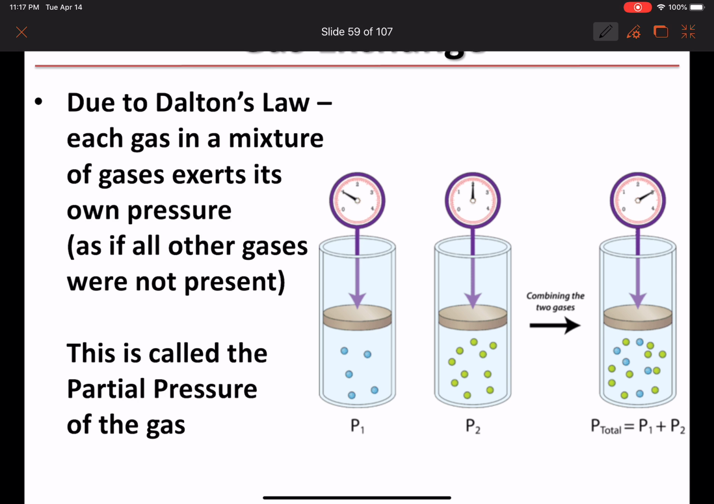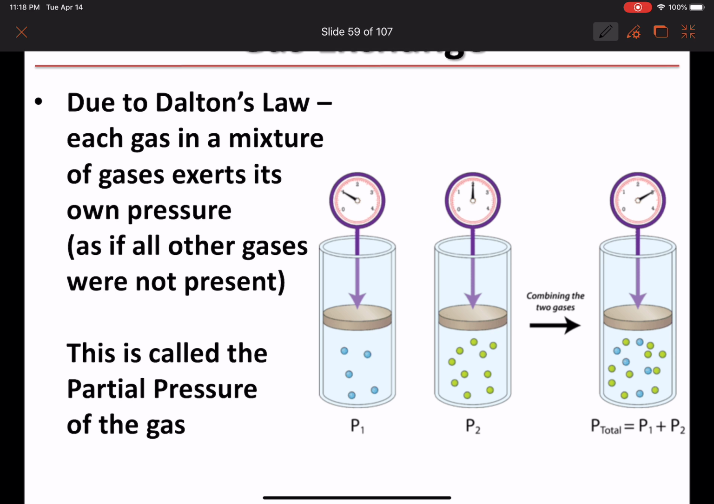Okay, so now what I want to do is just talk about this very, very important concept of a partial pressure of a gas. And so we're going to talk about Dalton's law, but I don't want you to get too obsessed over the chemistry aspect of this. Dalton's law is a very, very simple concept.